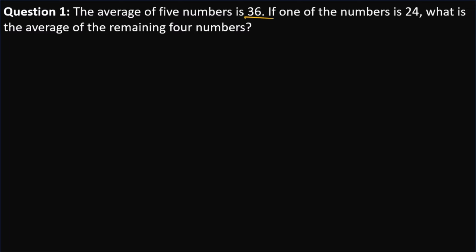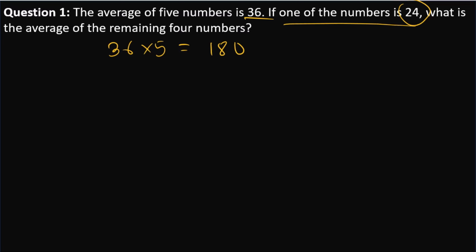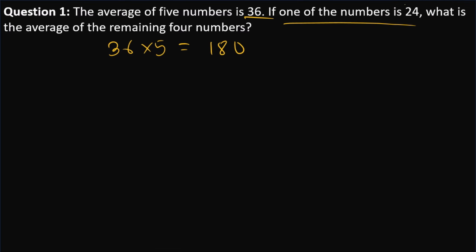So here you can see 36 will be the average of five numbers. So 36 times 5 will be the total summation of the five numbers. So here we will get 180, and one of the five numbers is 24, so we need to subtract it from the total summation of the five numbers. So 180 minus 24 equals 156. So 156 will be the summation of the rest of the four numbers.